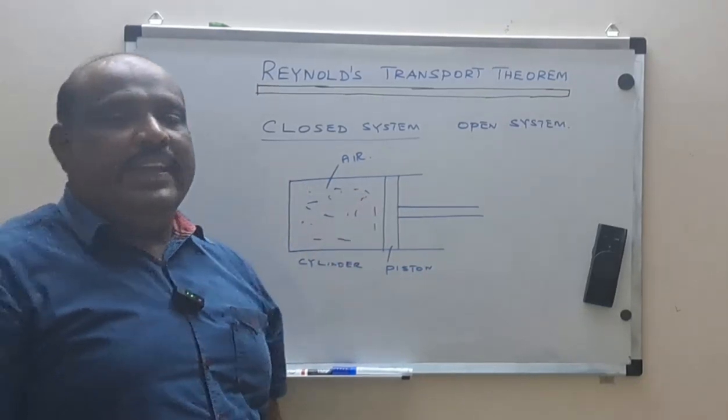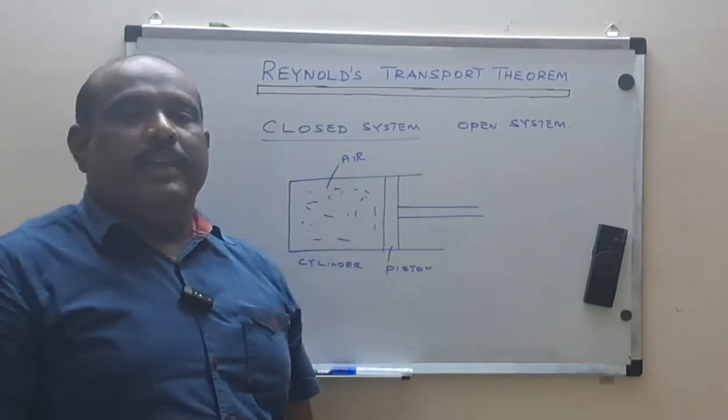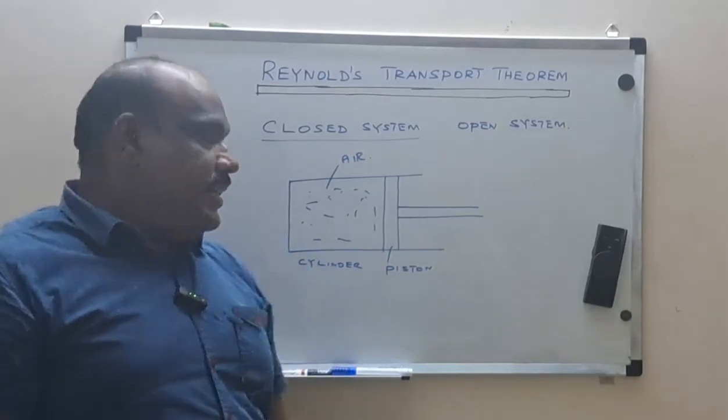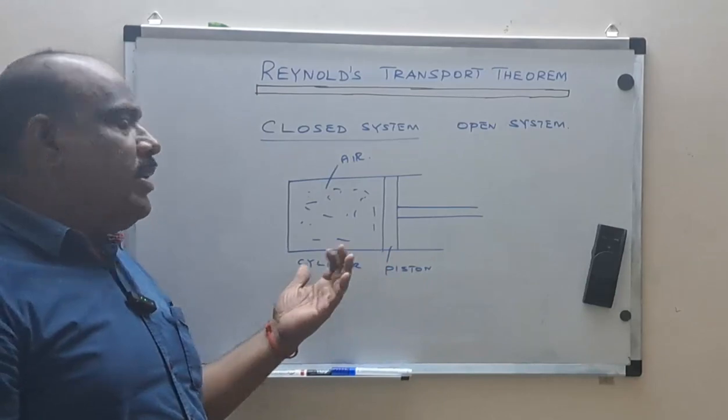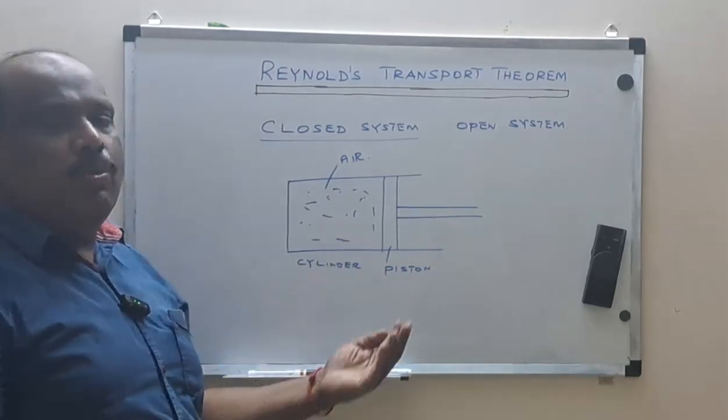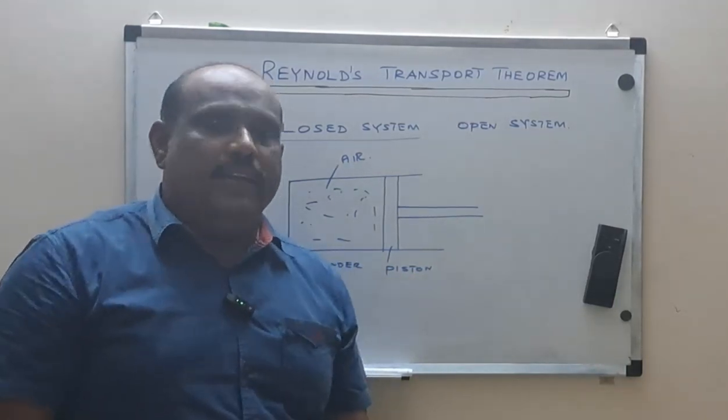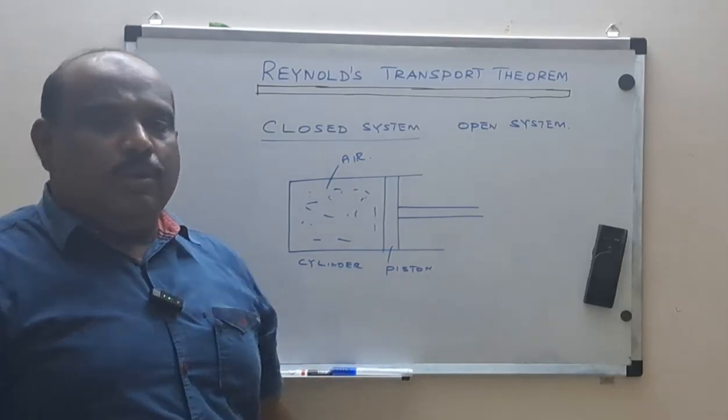So we can see this example of a piston cylinder assembly with a fluid contained within it is an example of a closed system. Here the mass remains fixed, whereas energy transfer takes place either in the form of heat or work. Here we are not considering the heat, we are going to consider the work, or if you want, you can also consider heat. So this is my closed system.